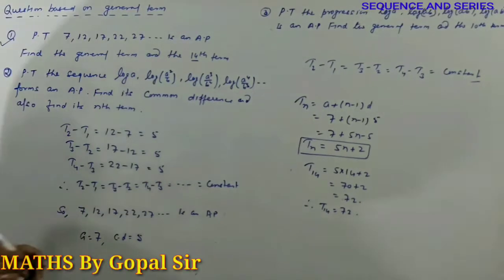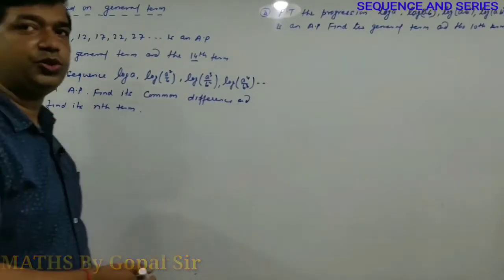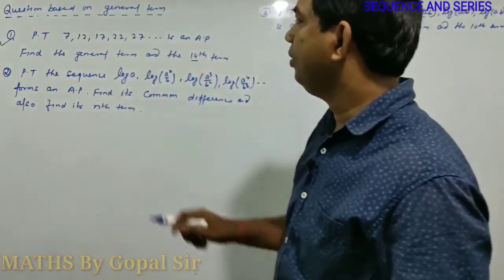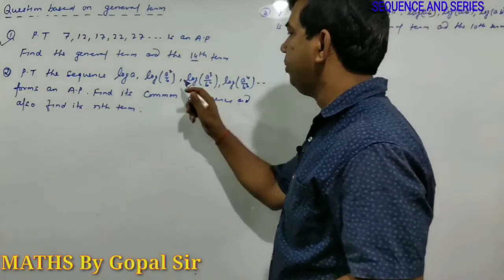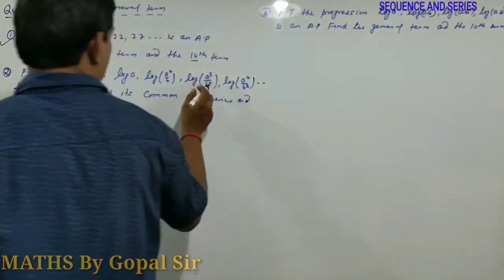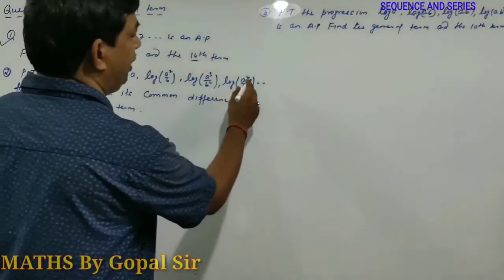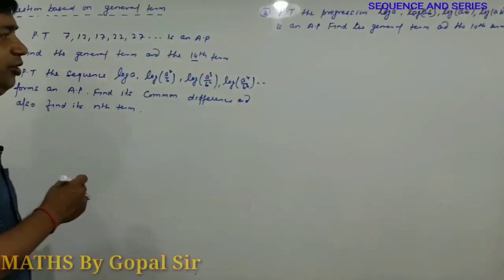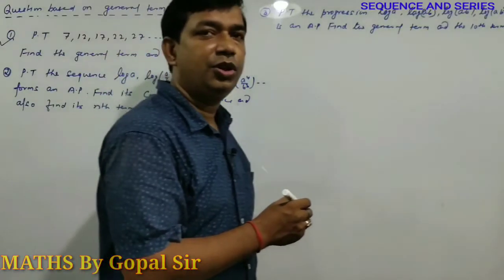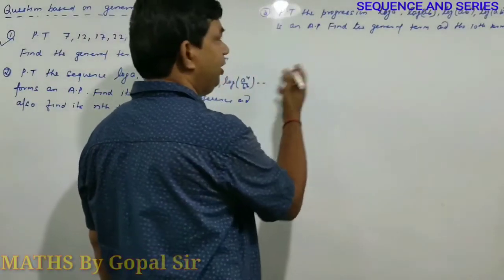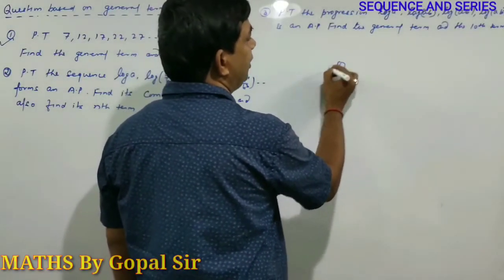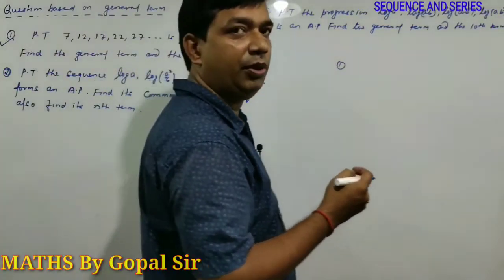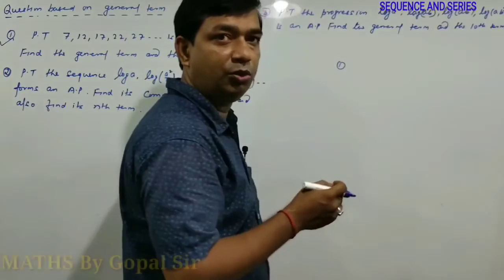Okay, now the next question is: prove that the sequence log a square b, log a cube by b square, log a4 by a b cube is an AP. Before explaining this question, I have to explain some properties related to log, because I will use them. Later we will explain what log is. About log I will also make one video, you all go through that.